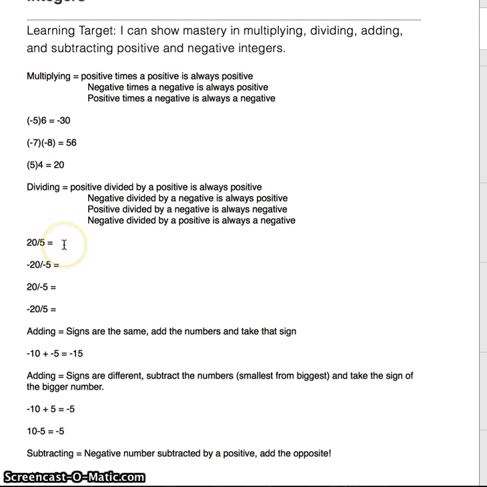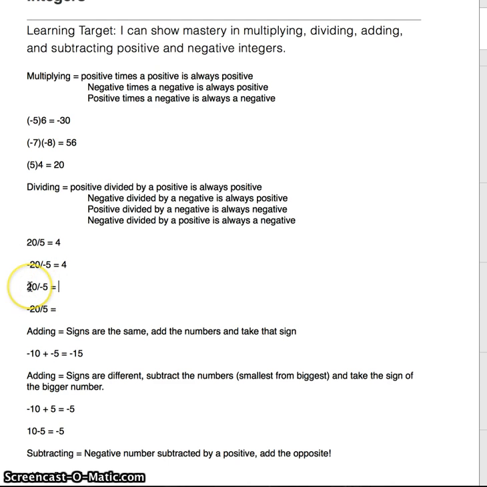So 20 divided by 5, everybody, you should know that is 4. But what about a negative 20 divided by negative 5? Well, we have a negative divided by a negative, so that is also positive. And you can check that. 4 times negative 5 is negative 20, so that works.